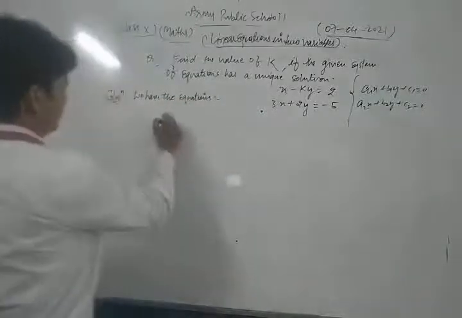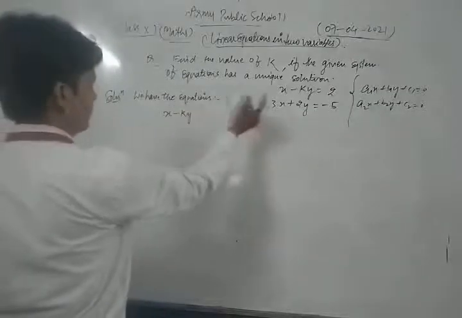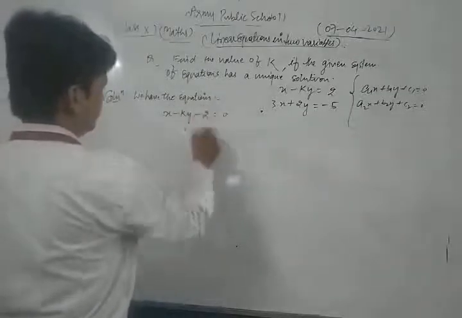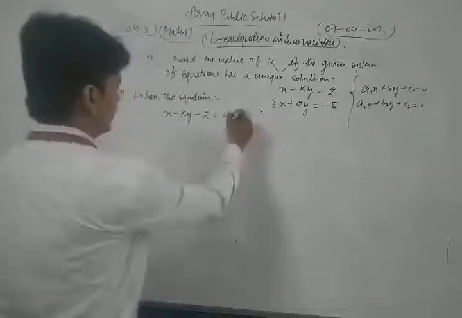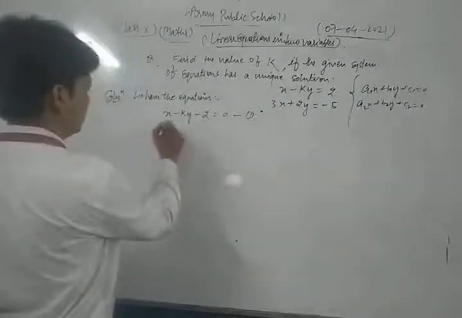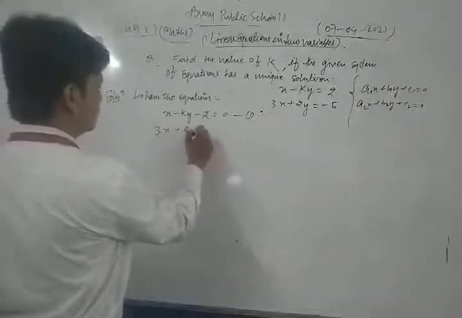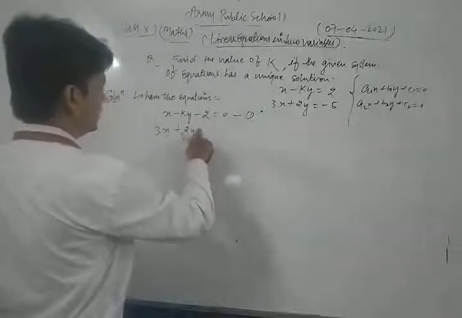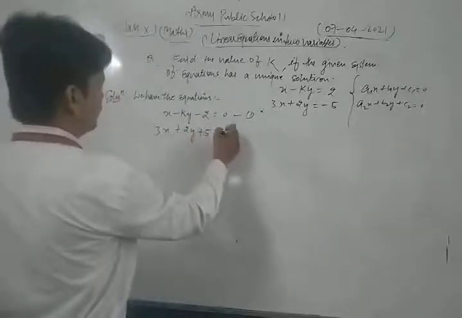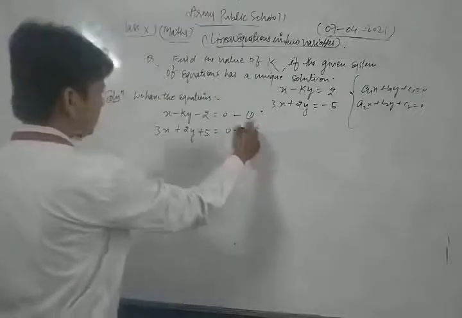We have the equations x minus ky minus 2 is equal to 0. First of all, we transfer 2 on that side. That is equation first. And the second one, 3x plus 2y plus 5 is equal to 0. Take equation number 2.